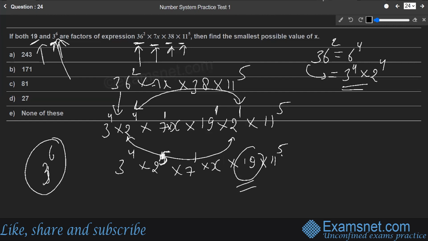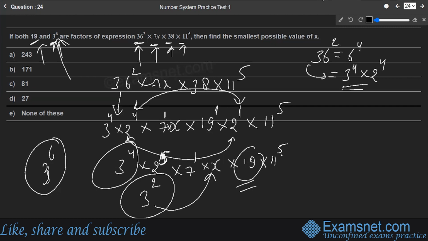That means we just have 3 to the power 4. The maximum power of 3 available with us is 4. But he says 3 to the power 6 is the factor. That means 2 powers of 3 is missing. So the number that will complete the expression will be 3 squared, and that should be the x value.